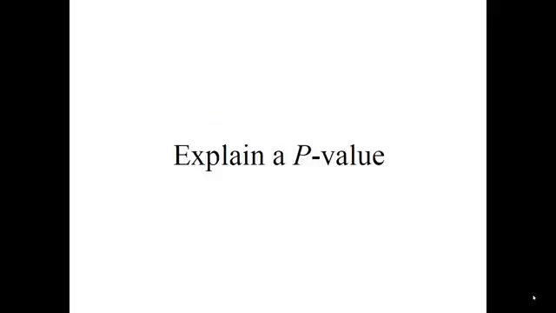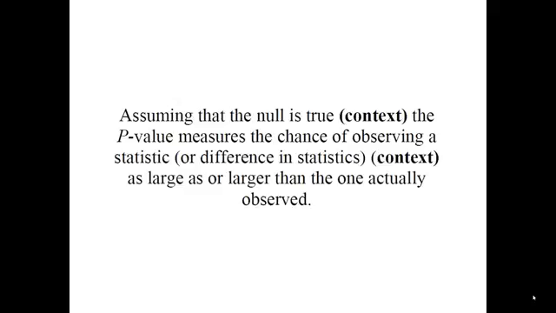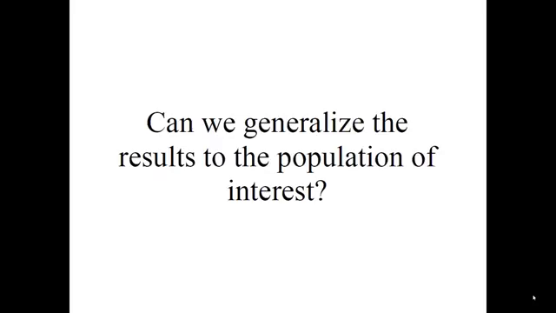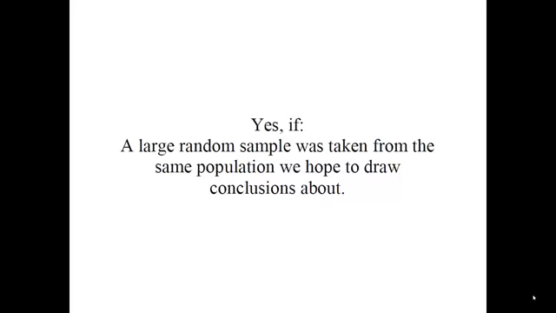Explain a p-value. Assuming that the null is true in context, the p-value measures the chance of observing a statistic or difference in statistics in context as large or larger than the one actually observed. Can we generalize the results to the population of interest? Yes, if a large random sample was taken from the same population we hope to draw conclusions about.